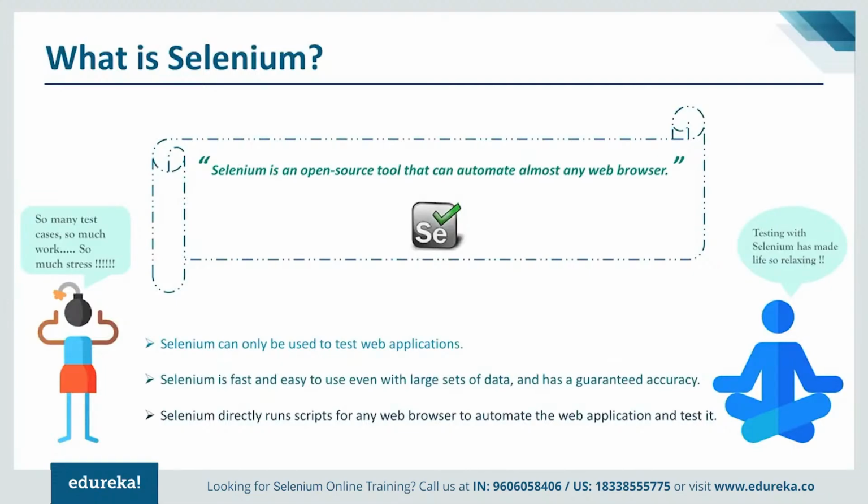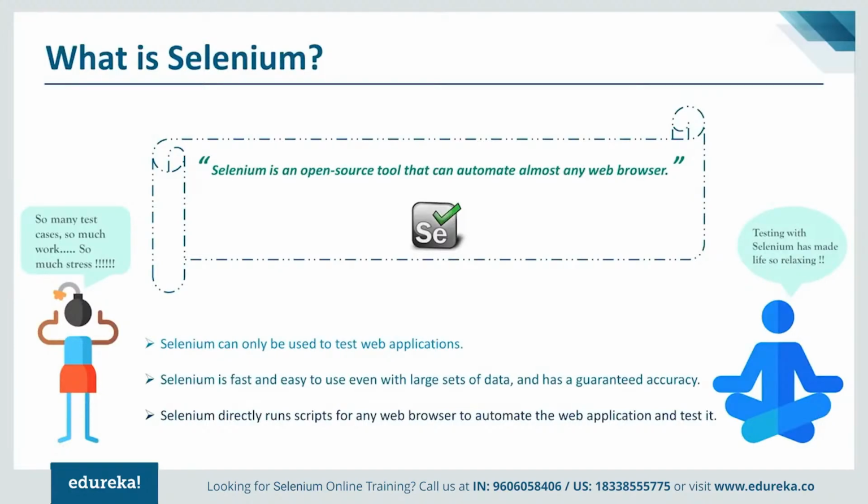Anyways, let's take note of a few important points before we move on to our next topic. So as I've already mentioned, Selenium can only be used to test web applications. It is fast and easy to use even with large sets of data and has a guaranteed accuracy. So with too much data to handle, humans can be prone to mistakes. But lucky for us, Selenium is not human.